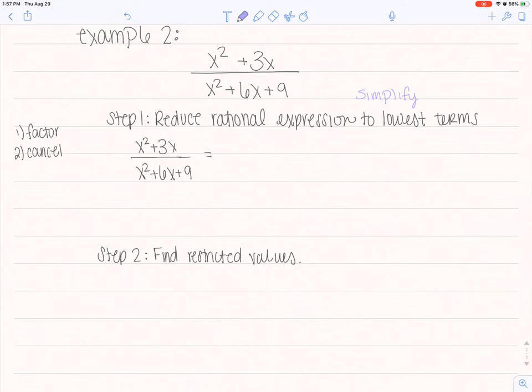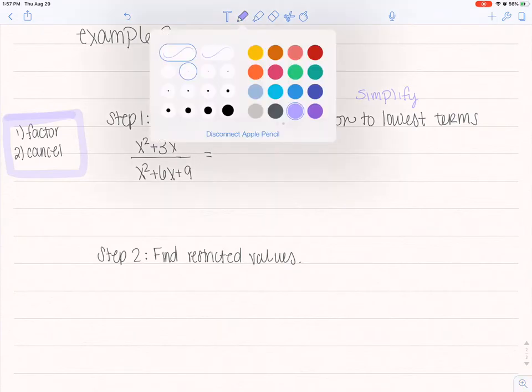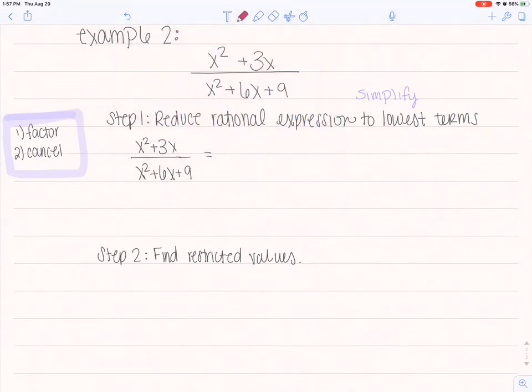Now, the only way that you can reduce fractions is by these steps. You have to factor first and then cancel. If you remember, we talked about in class some common mistakes. Students will cross out those x squareds. You cannot cross out those x squareds because that is not a common factor. It is not being multiplied. So I need to factor.